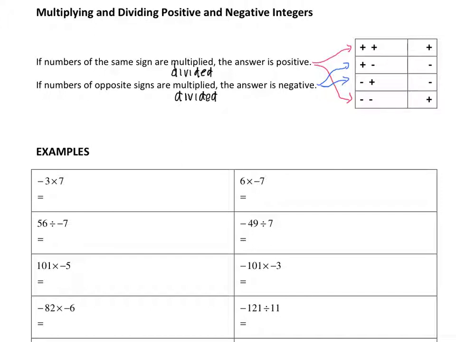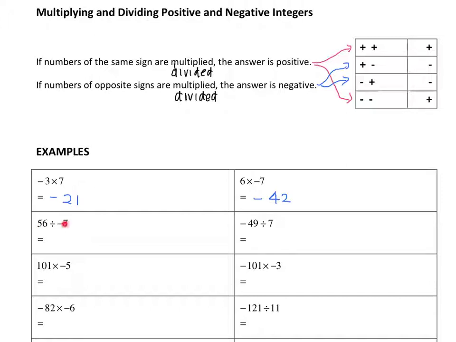So our examples. These are very quick. -3 multiplied by +7. Signs are different, so hence the answer is negative. And then just multiply. This one, +6 multiplied by -7, the signs are different, answer is negative. Multiply the two numbers, that's 42.